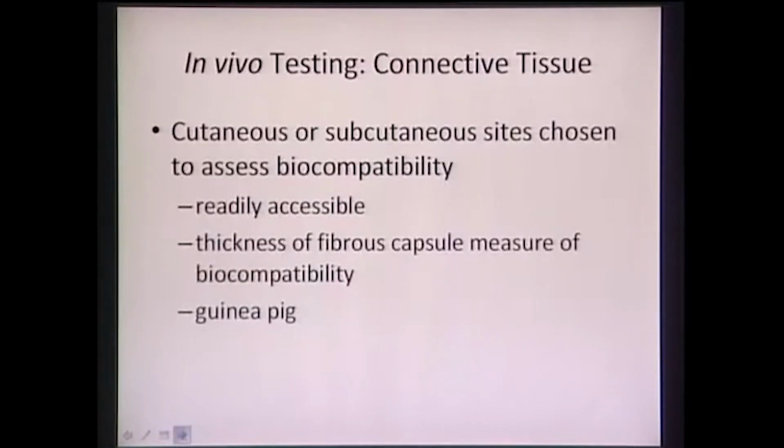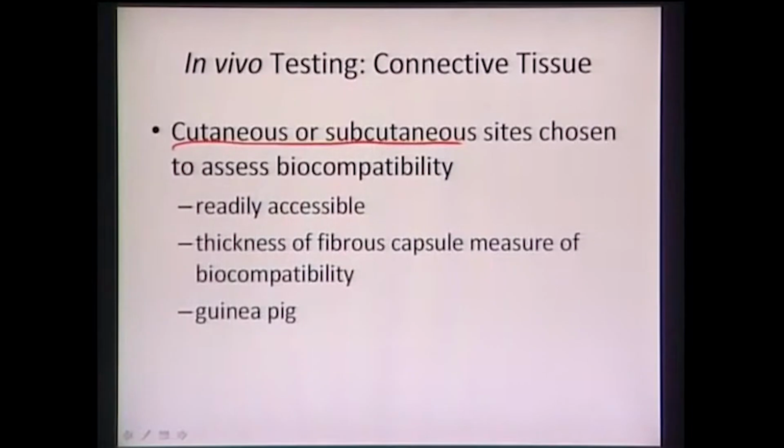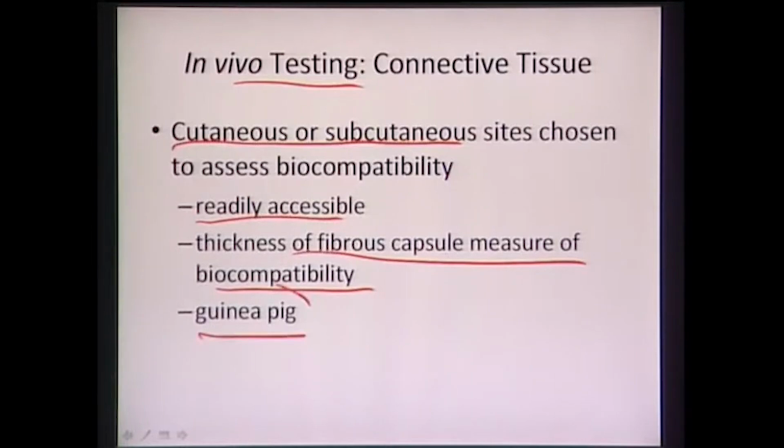Now, connective tissue is one of the examples of the fibrous, and then there are the cutaneous or subcutaneous sites. Cutaneous means the skin, and subcutaneous means just under the skin, that is called the subcutaneous region. These sites are chosen to assess biocompatibility, and this type of testing is readily accessible, and the thickness of the fibrous capsule is a measure of biocompatibility. What does that mean? Typically these tests are carried out in guinea pigs.